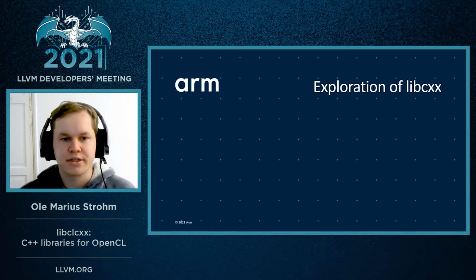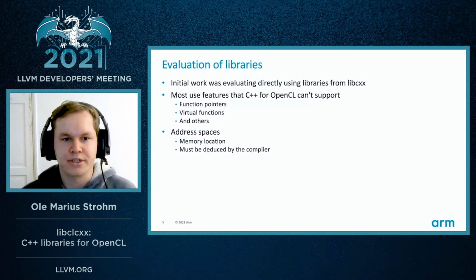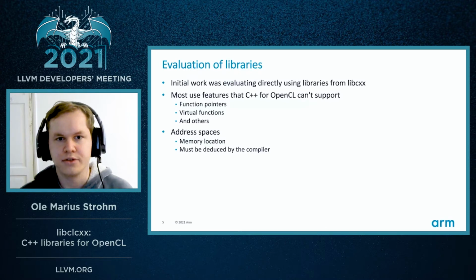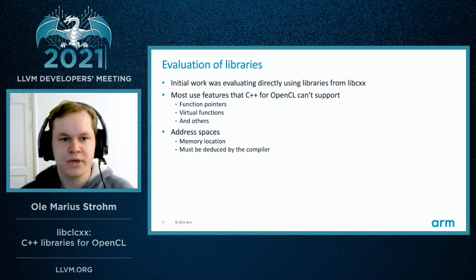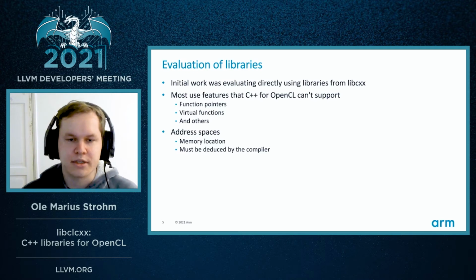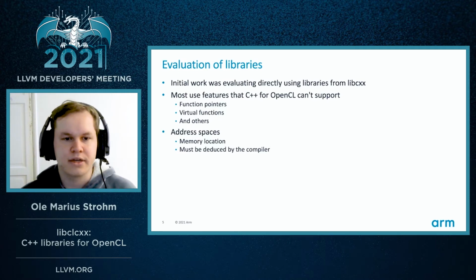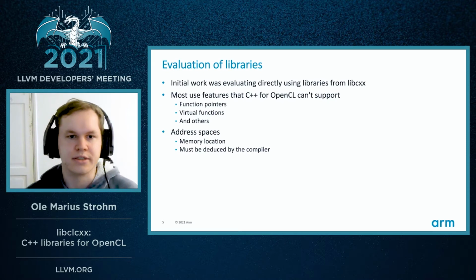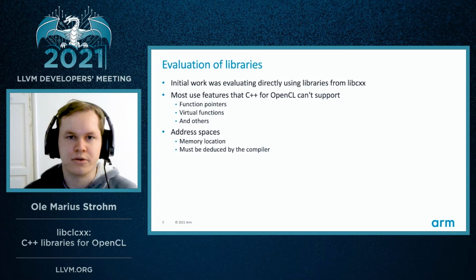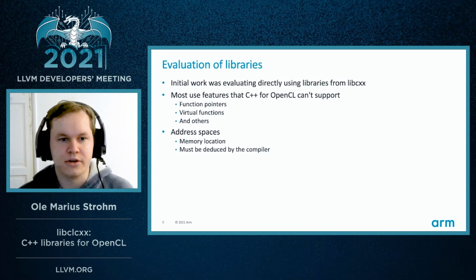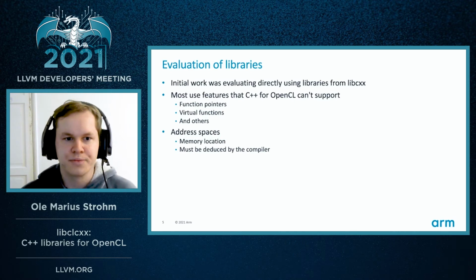So to begin with, I started exploring the various libraries in libcxx and trying to use them in C++ for OpenCL without any modifications at all. However, C++ has a lot of features that C++ for OpenCL cannot support, for example, function pointers or virtual functions, because these cause diverging execution, which isn't easy to map onto the OpenCL model. There are also a few other features that are unsupported.